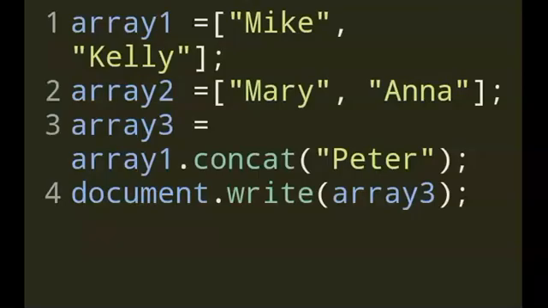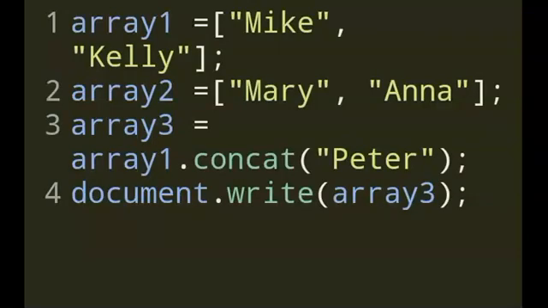So Peter gets added to array 1. Array 1 was Mike and Kelly. In the result, you have Mike, Kelly, and Peter. So it got added to a string. So you can do it that way, directly to a string. It adds also. Another one: instead of two arrays, you can have multiple arrays.